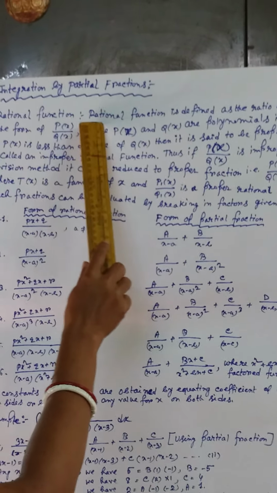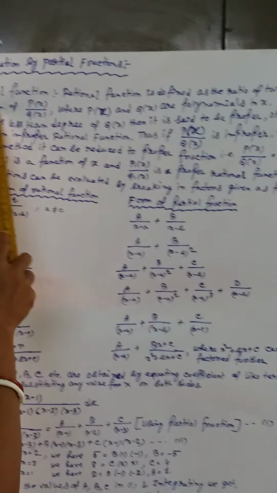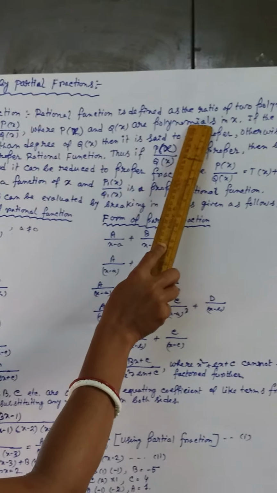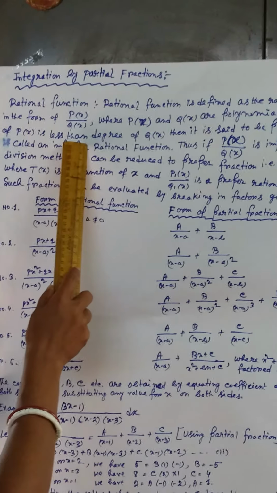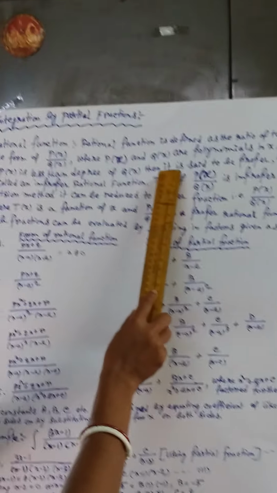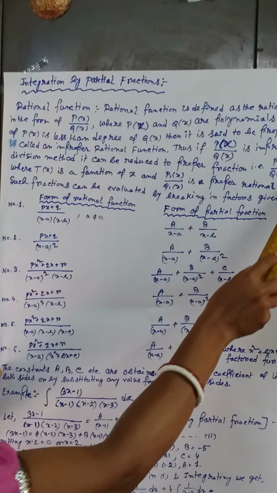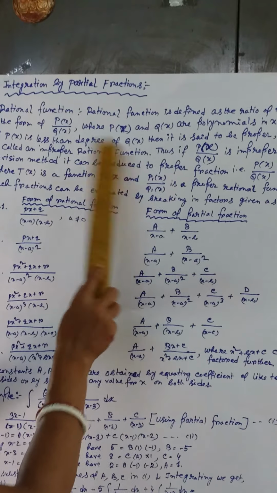rational function. A rational function is defined as the ratio of two polynomials in the form p(x)/q(x), where p(x) and q(x) are polynomials in x. If the degree of p(x) is less than the degree of q(x), then it is said to be proper. Otherwise, it is called an improper rational function.